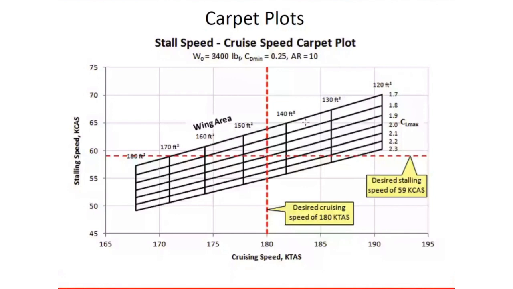Now, of course, you can use fancy programs to arrive at that multiple times. But in earlier days, when we were doing this with a handheld calculator or a slide rule, we would derive this carpet plot, and then you're free to vary the wing area from 180 to 120 and the CL from 1.7 to 2.3, and then get the cruise speed and the stalling speed combination by using this graph and plotting in that. So this graph is being done with certain conditions. CD minimum is 0.25, aspect ratio is 10, which means it's a passenger aircraft, and the empty weight is 3,400 pounds. So this is the initial condition for which you have made a carpet plot.